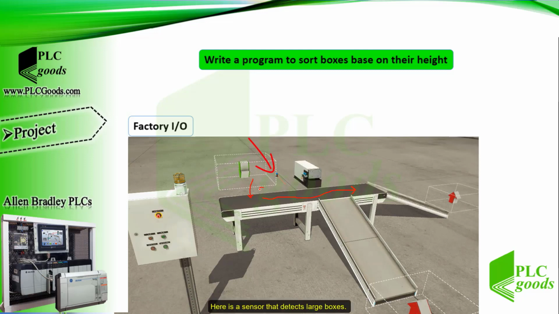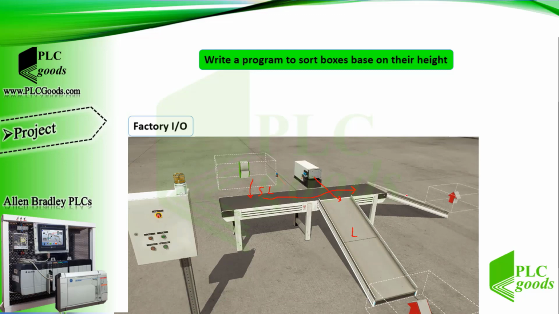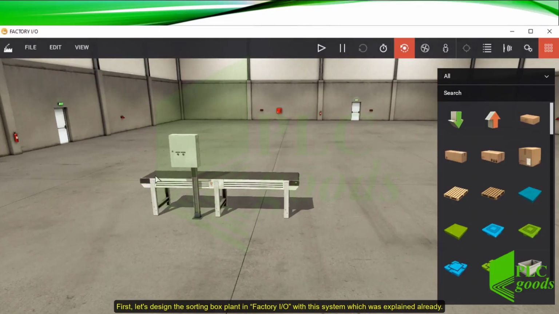Here is a sensor that detects large boxes. The belt conveyor moves all boxes to its right side, but the bigger boxes should be pushed by this pusher onto this chute conveyor. First, let's design the sorting box plant in Factory IO with this system which was explained already.